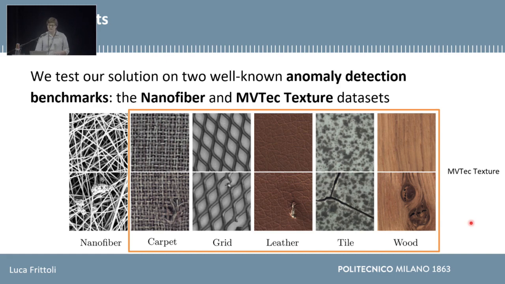In our experiments, we test our solution on two different well-known benchmarks. The first is the Nanofiber dataset, where we have grayscale images acquired by a scanning electron microscope of a nanofibrous material, which might have some anomalies of this kind. We also test on the MVTec texture dataset, where we have textures taken from everyday objects, like a carpet or a leather surface. So we will have a wide variety of textures and a wide variety of possible anomalies.